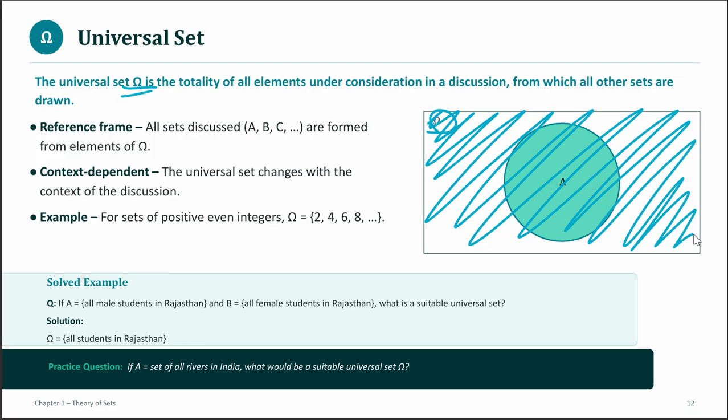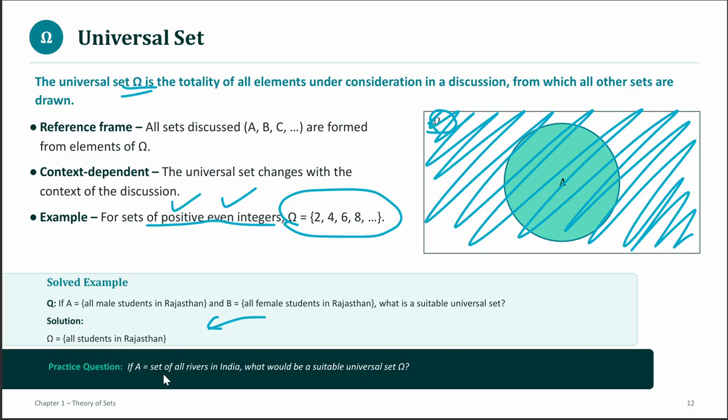If I say for sets of positive even integers, now here I am denoting my two conditions, that it should be positive and second that they should be even. So here the totality of all the elements would be 2, 4, 6, 8 and so on, right? So let us see an example, that A is equal to all male students in Rajasthan and B is equal to all female students in Rajasthan. What is a suitable universal set? So the totality of all the female students and all the male students gives us all students in Rajasthan. So this is going to be your universal set.